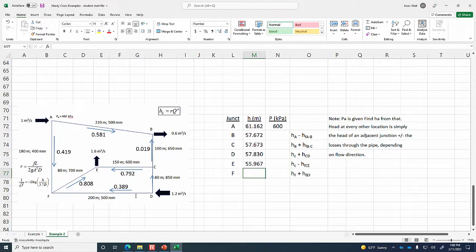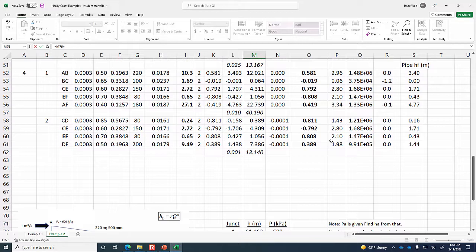And regardless of which route we chose, remember the whole point of this Hardy-Cross method is to make sure that there's energy balance so that regardless of the route we take, we have the same beginning and ending energy when there are points that are connected by multiple routes. So I'm just going to say the head at F is the head at E plus the loss through EF.